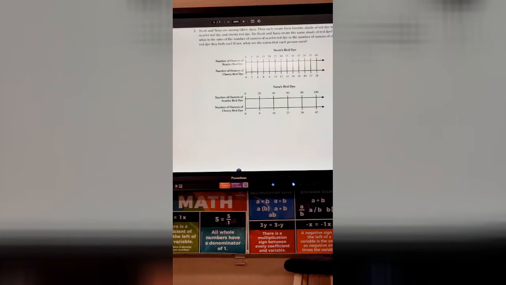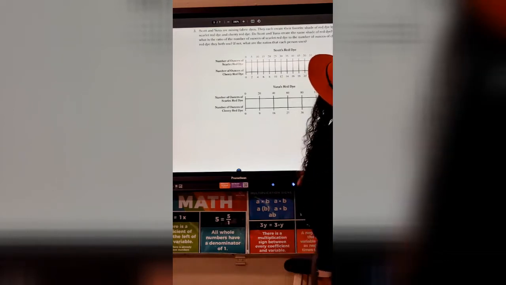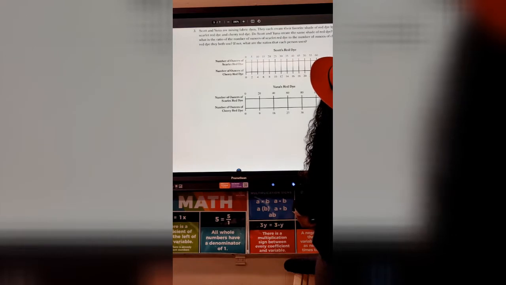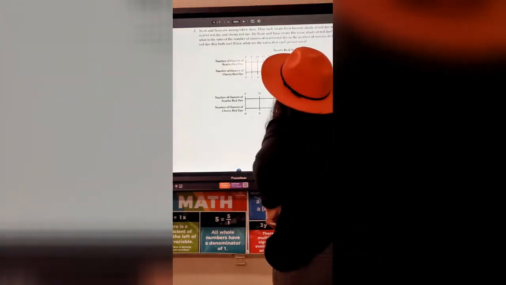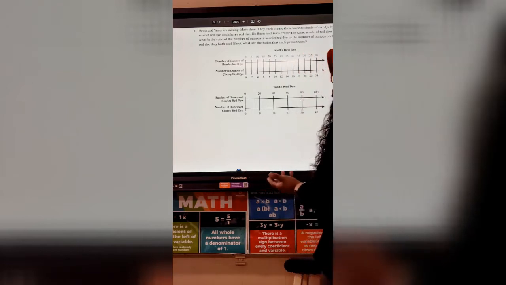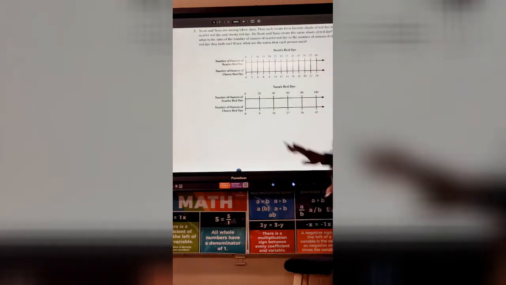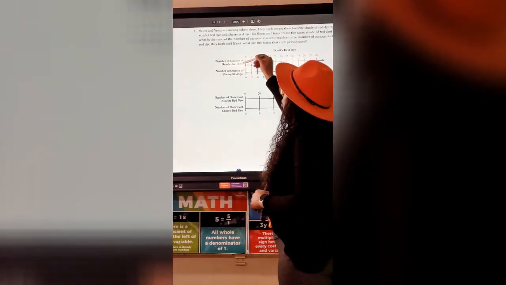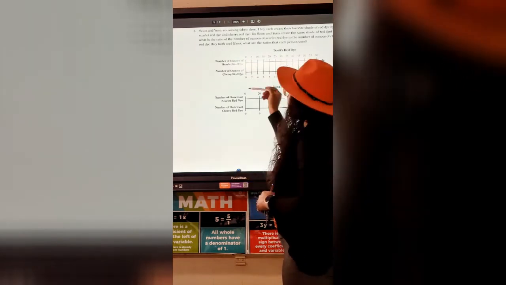All right, so this question says, Scott and Una are mixing fabric dyes. They each create their favorite shade of red dye by mixing scarlet red dye and cherry red dye. Do Scott and Una create the same shade of red dye? If yes, what is the ratio of the number of ounces of scarlet red dye to the number of ounces of cherry red dye they both use? If not, what are the ratios that each person uses? So here in this first double number line, we see Scott's red dyes, and in this second one, we see Una's red dye. So again, we're comparing the number of ounces of scarlet red dye to the number of ounces of cherry red dye in each of these.